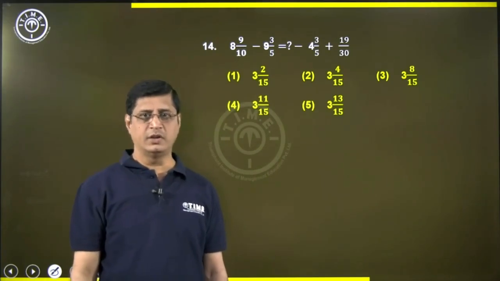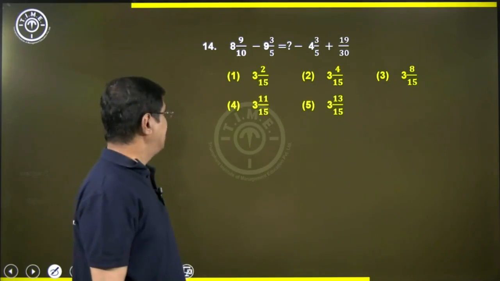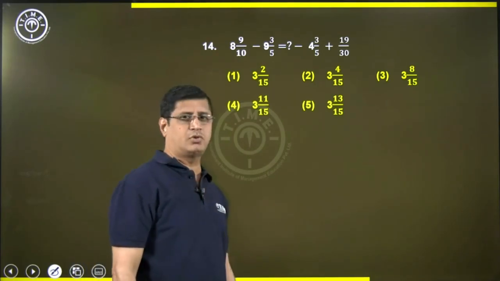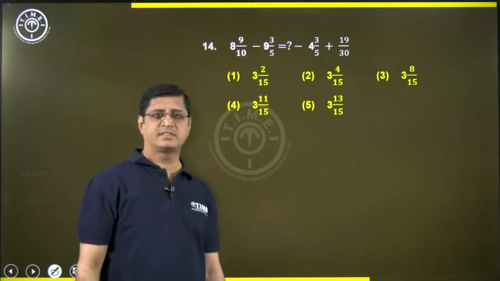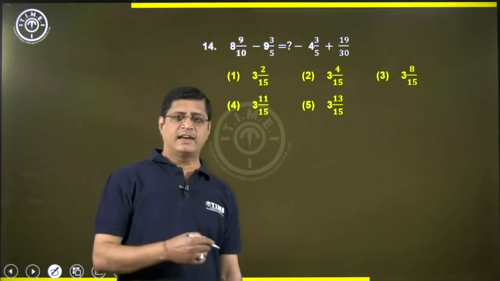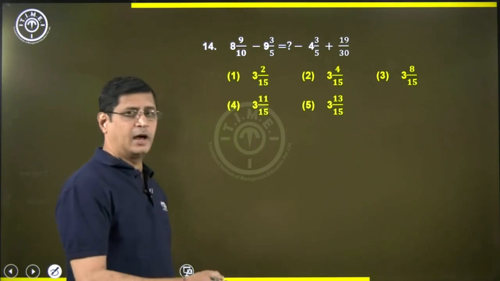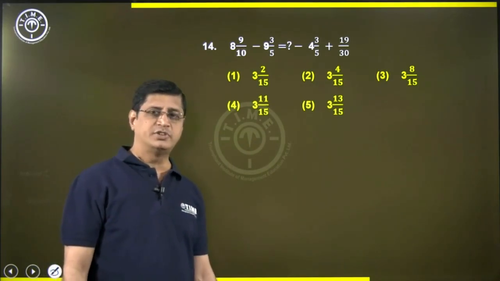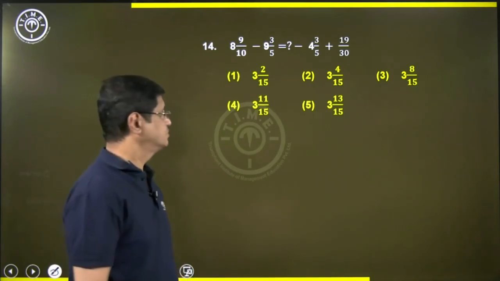Now next question on your screen. 8 9 by 10 minus 9 3 by 5 is equal to question mark minus 4 3 by 5 plus 19 by 30. Take values on one side and the question mark on the other side and observe the logic of sum of the integers and sum of the proper fractions.